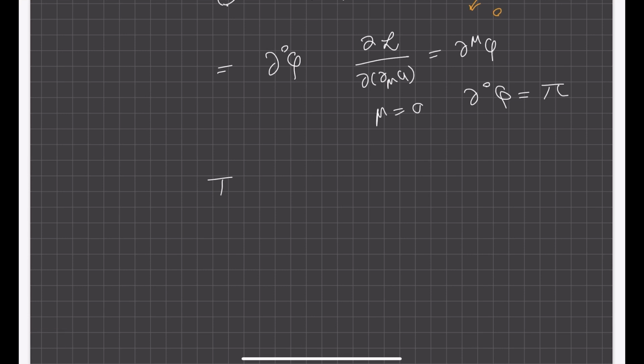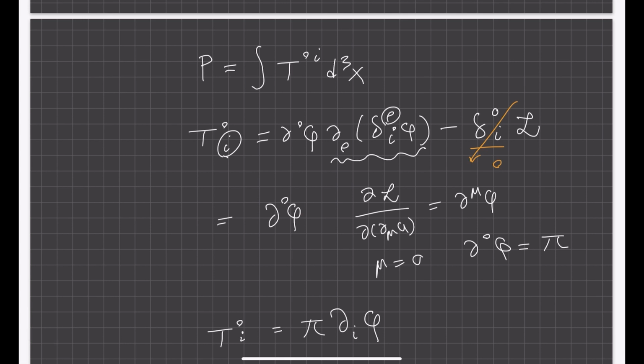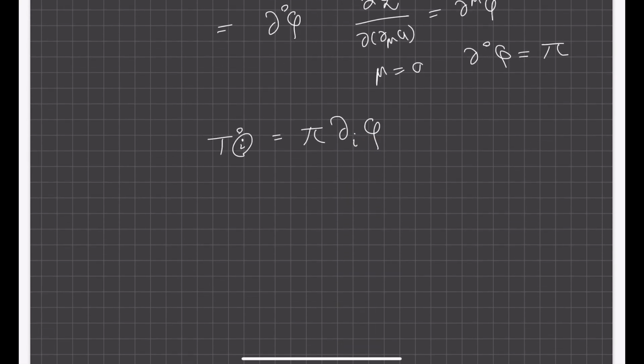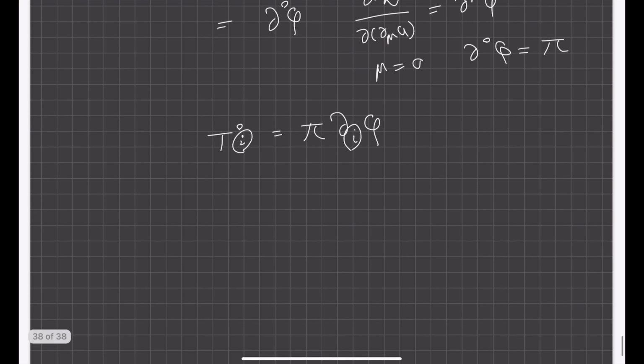So T0i is going to be pi times the ith derivative of phi, because now we are just going into the first term here. So rho can be equal to i, which is 1, 2, and 3, where i labels the ith derivative of the field. And P, the total momentum, is equal to the integral of pi times the ith derivative of the field times d3x. Again, this is intuitive to what we see. Sorry, there is also a minus sign here.